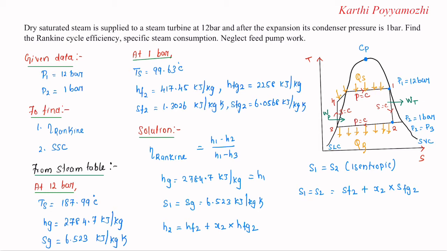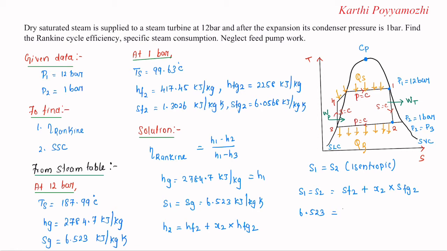Since the value of S1 and S2 are equal, we have this value too. Therefore, the only unknown value is x2. So we can find the value of x2, that is dryness fraction at state 2, from this equation. Okay. Therefore, the value of x2 can be calculated as S1 is equal to 6.523, which is equal to SF2 is equal to 1.3026.